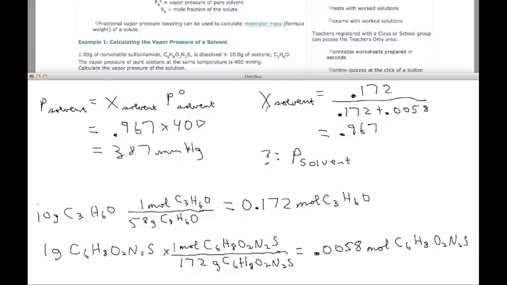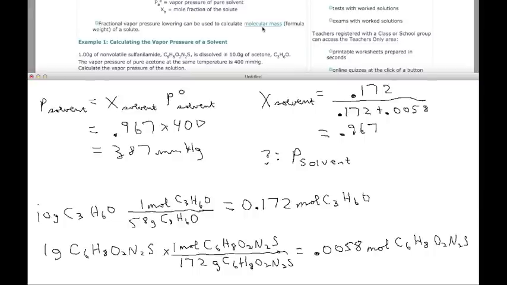Also, something that we haven't been talking about, but it would have been good here if we could have gotten a prediction. What could we predict about the answer here from the start? We could say that it's probably a regular number. You mean an ordinary size number? Yeah, that's true. That would be one good prediction. Something else that we can do is predict whether it's going to be bigger or smaller than 400. Which would you predict? It's going to be smaller because we added a non-volatile solute.